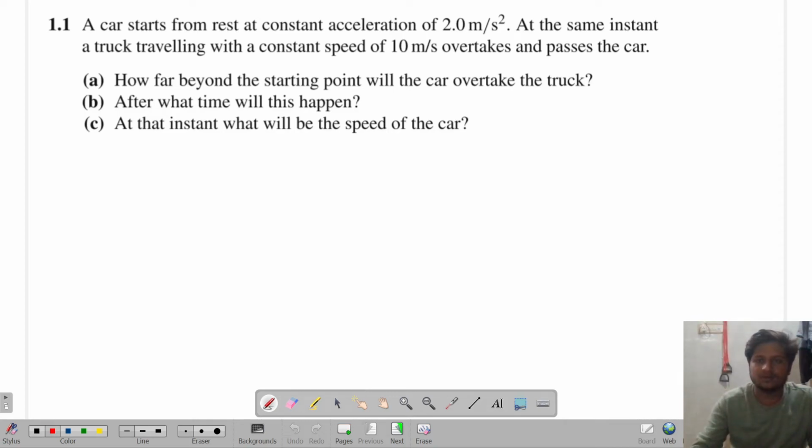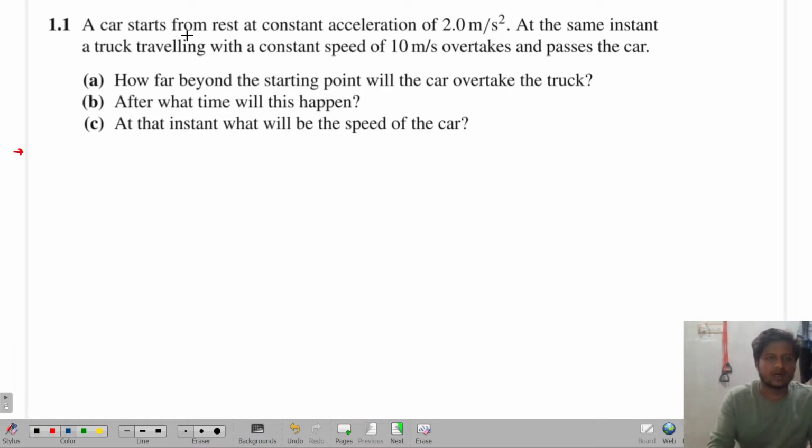Start recording. Okay, let's make the first question. What is the first question saying? Try to see this. It says a car starts from rest, initial velocity 0, at constant acceleration of 2.0 meter per second square.